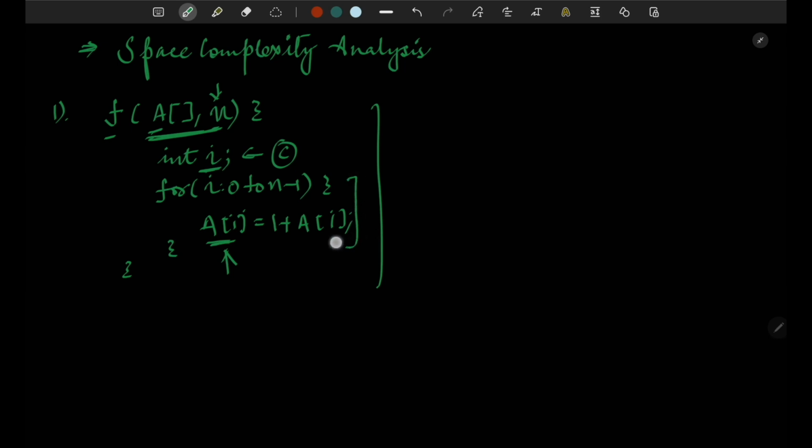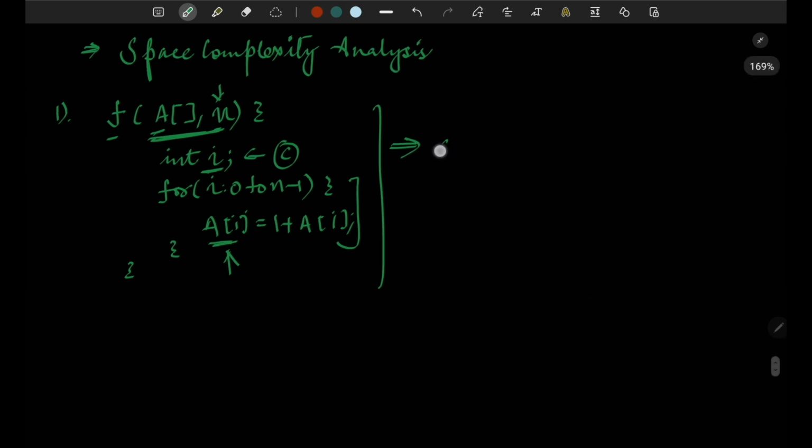And in this particular code section, we don't have anything that is going to take extra space. So for this particular function, the space complexity is big O of 1. Big O of 1 is something that we use to represent the constant complexity, and in this case this is a space complexity. So this is a constant space complexity.